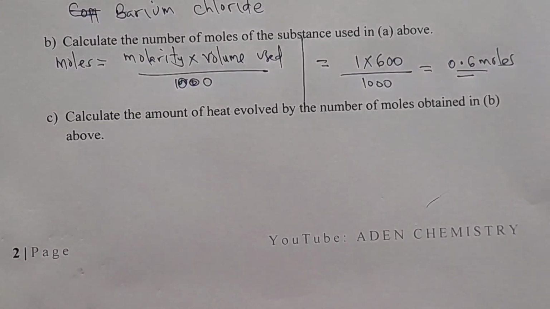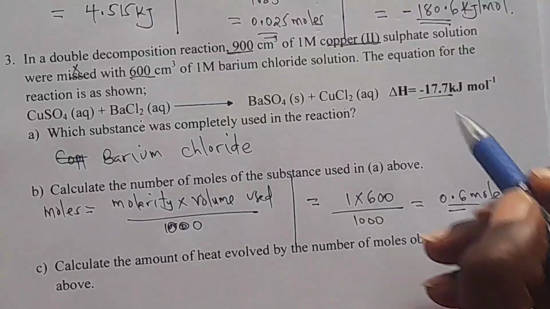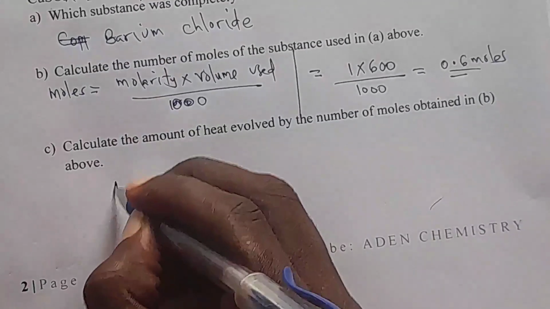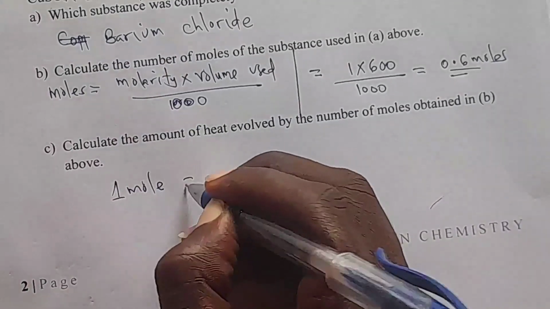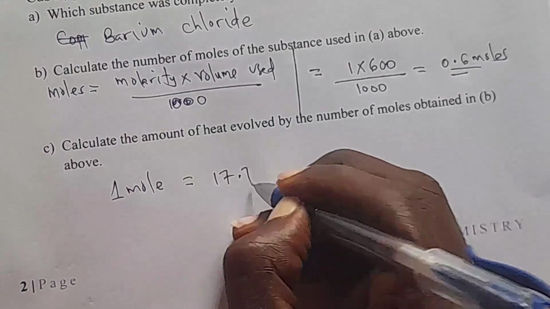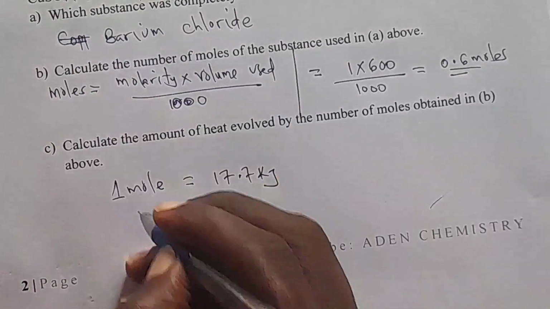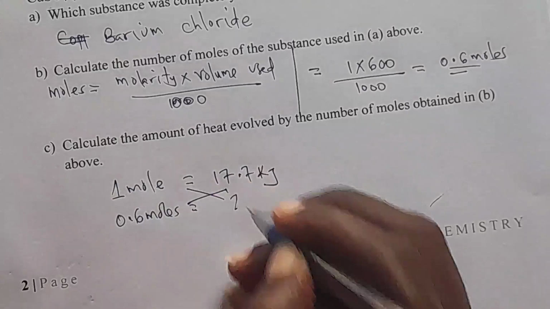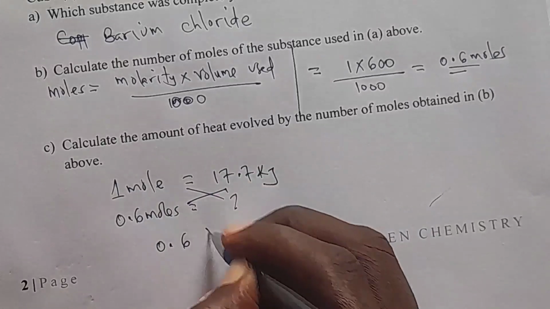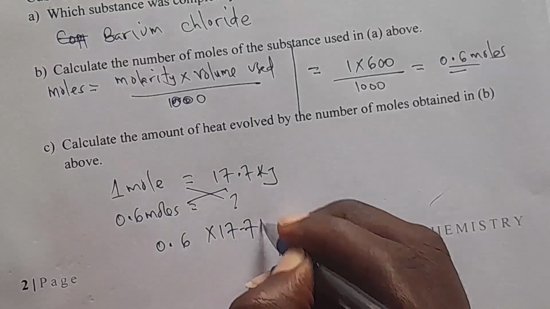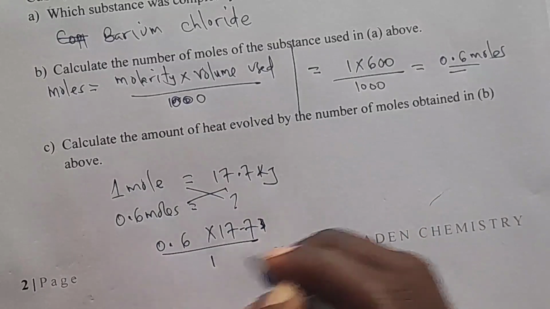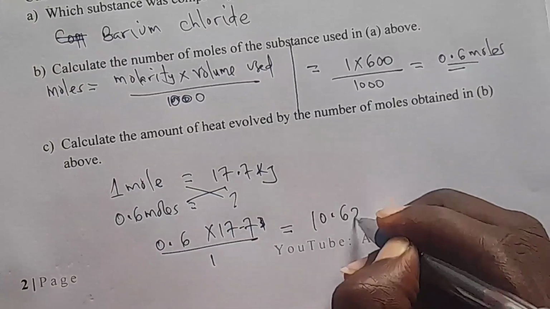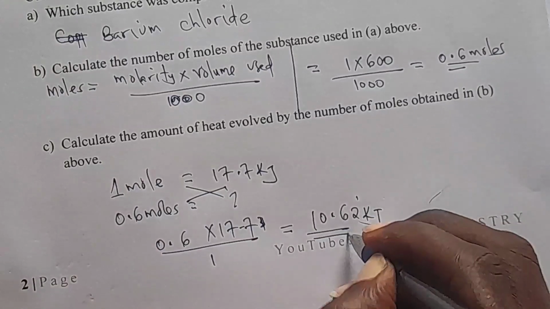So next we are told calculate the amount of heat evolved by the number of moles obtained in B above. Check here, we have been given the molar enthalpy of this reaction. So we are going to say 1 mole produces 17.7 kilojoules. So we ask ourselves, what about 0.6 moles? What amount of energy can it give us? So it will be 0.6 times 17.7 divided by 1. So this will be equal to 10.62 kilojoules as the energy.